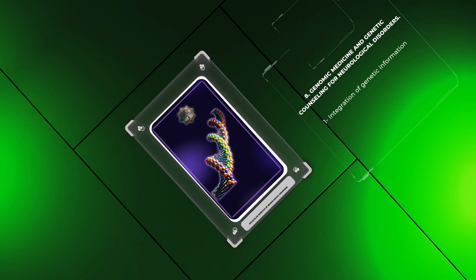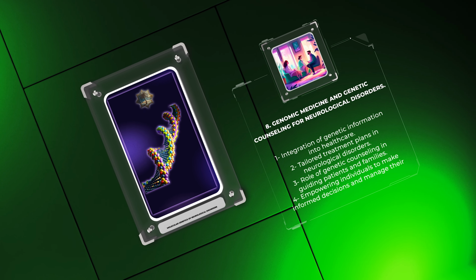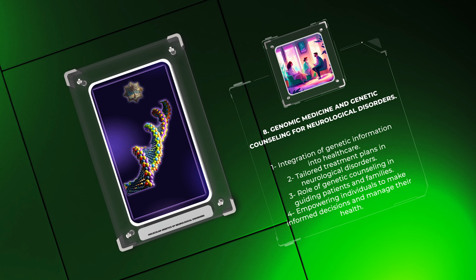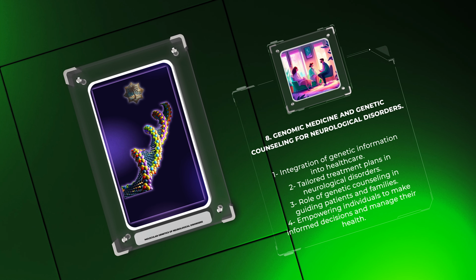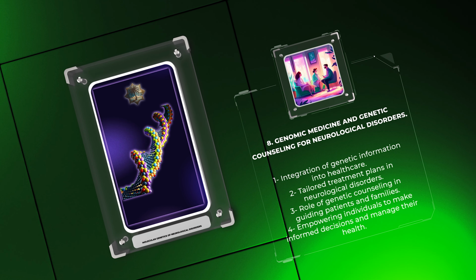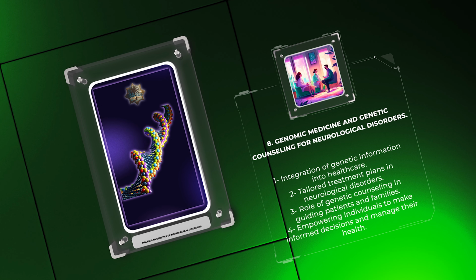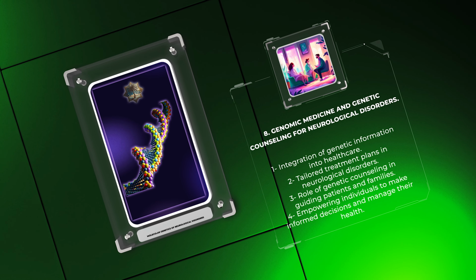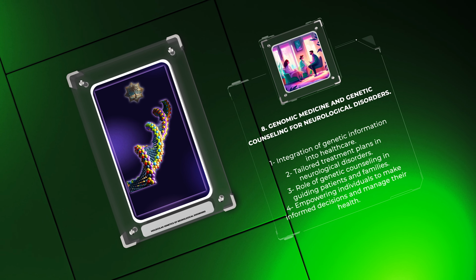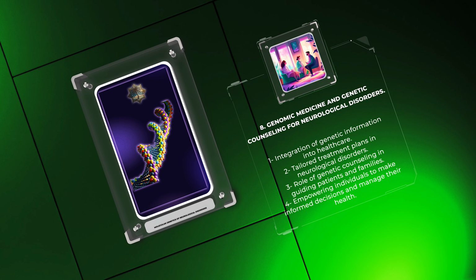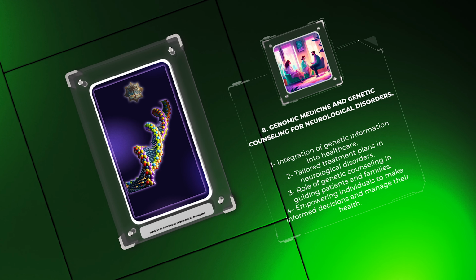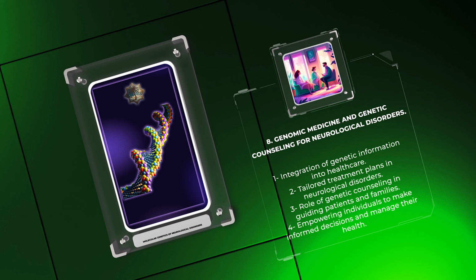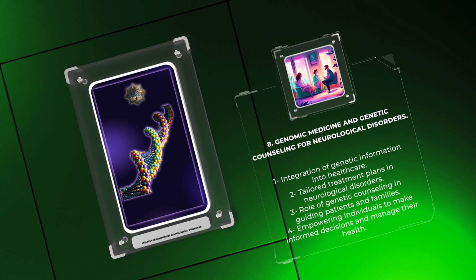Genomic medicine aims to integrate genetic information into healthcare to improve disease diagnosis, prevention, and treatment. In the case of neurological disorders, knowledge of the underlying genetic factors allows for tailored treatment plans. Genetic counseling plays a crucial role in guiding patients and families affected by neurological disorders. Genetic counselors provide information about the genetic basis of the disorder, inheritance patterns, recurrence risks, and available testing options. This empowers individuals to make informed decisions and better manage their health.